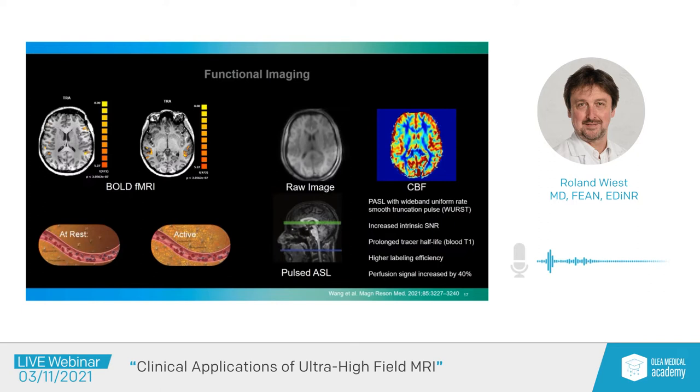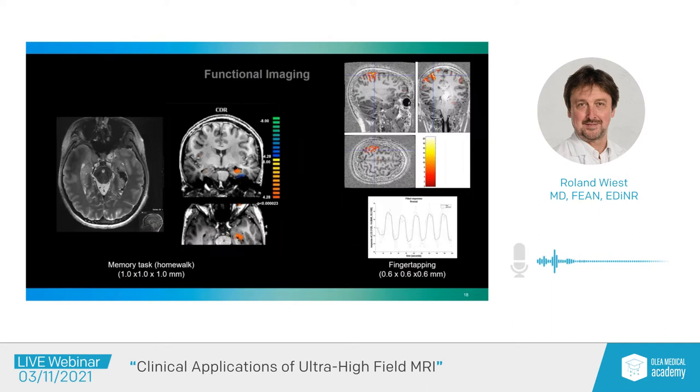The advantage of this sequence is that you have an increased intrinsic signal-to-noise ratio, as it always comes with the high field. You have a higher labeling efficiency, and by that, a perfusion signal that can be increased by 40%. And here you can see the practical use of this kind of images. On the left, you can see a patient with a calcified lesion in the left hippocampus who is suffering from temporal lobe epilepsy. And you can see here over the activation map that memory function is still preserved in the left hippocampus. So this should make you very careful in selecting these patients for a hippocampal resection.